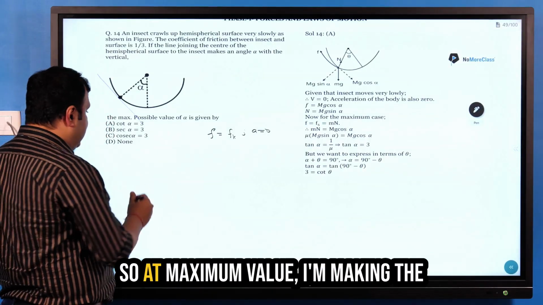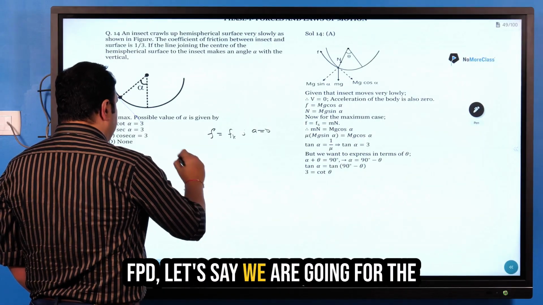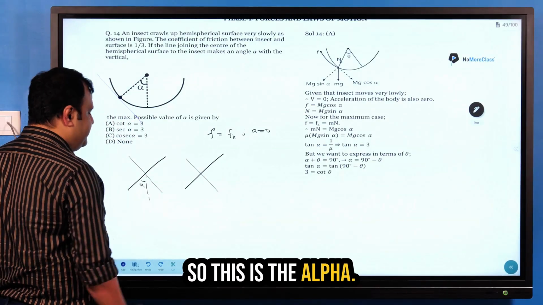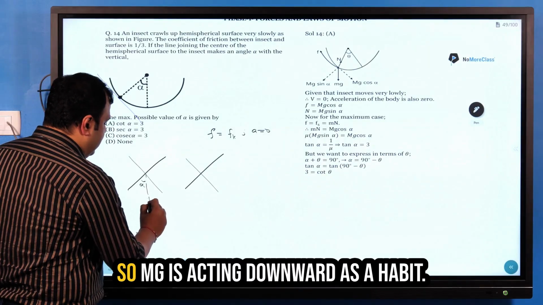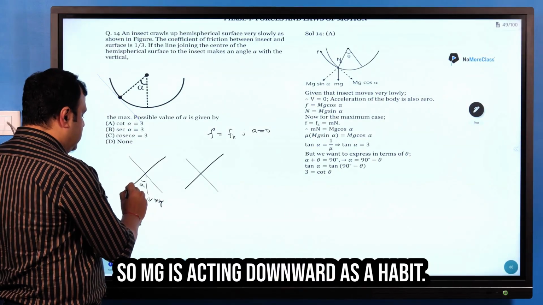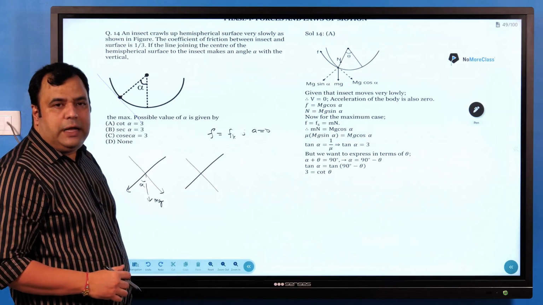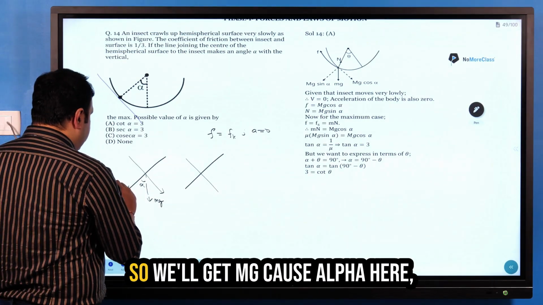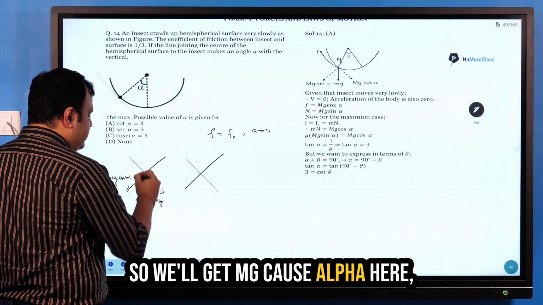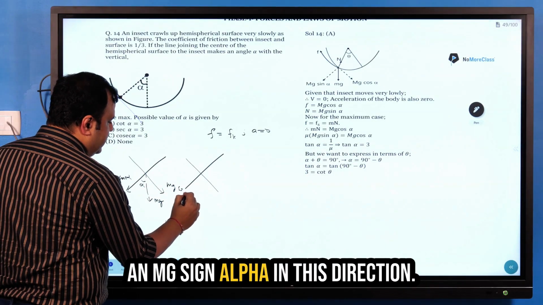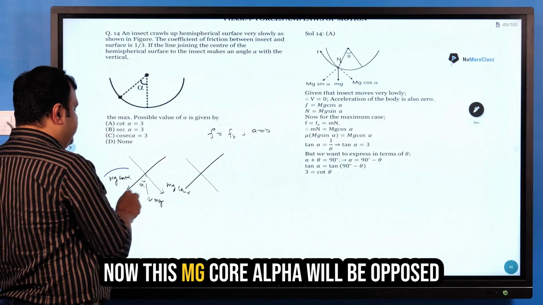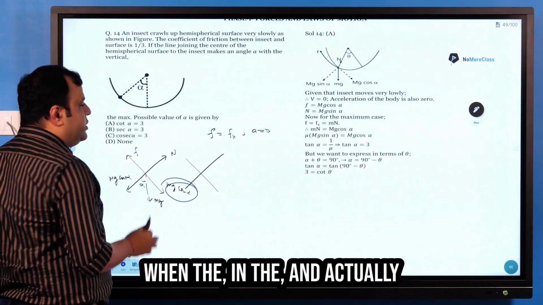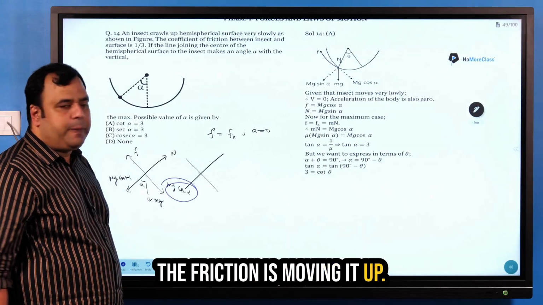At the maximum value, I'm making the FBD. Let's say we're going for the value when alpha is maximum. So this is the alpha. mg is acting downward. As a habit, once we apply the driving force, we take the components of it. So we'll get mg cos alpha here and mg sin alpha in this direction. Now this mg cos alpha will be opposed by the normal reaction and this mg sin alpha will be opposed by the friction. So actually the friction is preventing the insect from moving down.